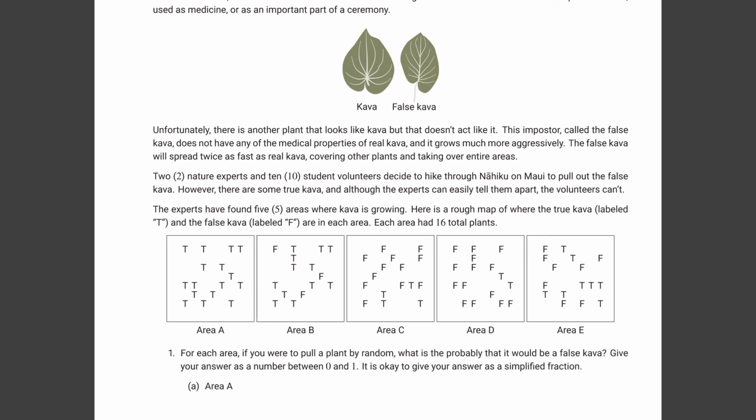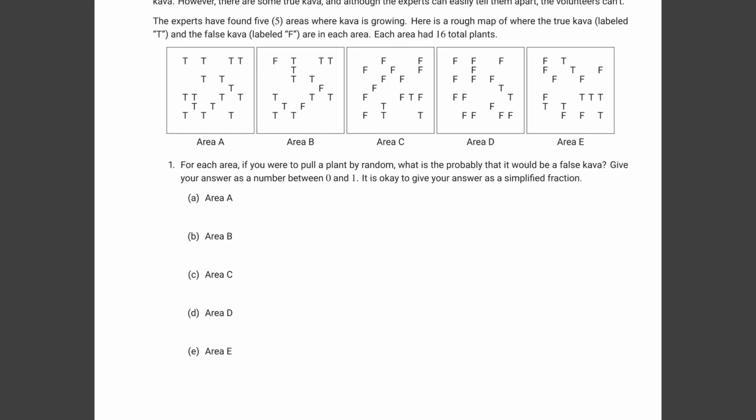In this activity, we have 2 nature experts and 10 student volunteers looking to pull out some invasive false kava from some areas in Na'ahiku, Maui. The 5 different areas are shown here as Area A to Area E, where each T represents a true kava and each F represents a false kava. In part 1 of this activity, we need to calculate the probability of randomly choosing a false kava in each of the 5 areas. Please pause the video and calculate the 5 probabilities as a simplified fraction. Please note that each area has a total of 16 plants.